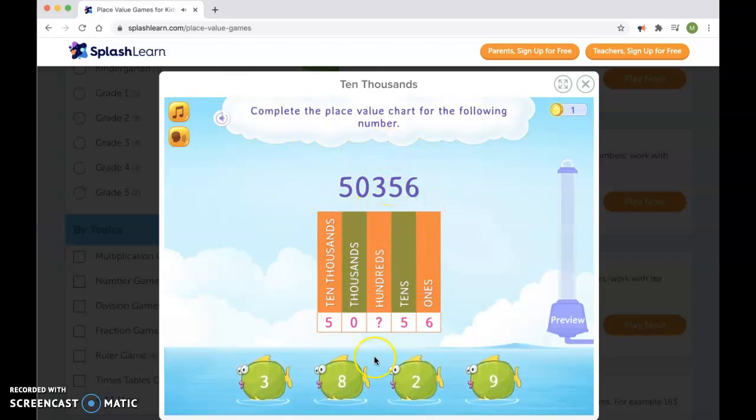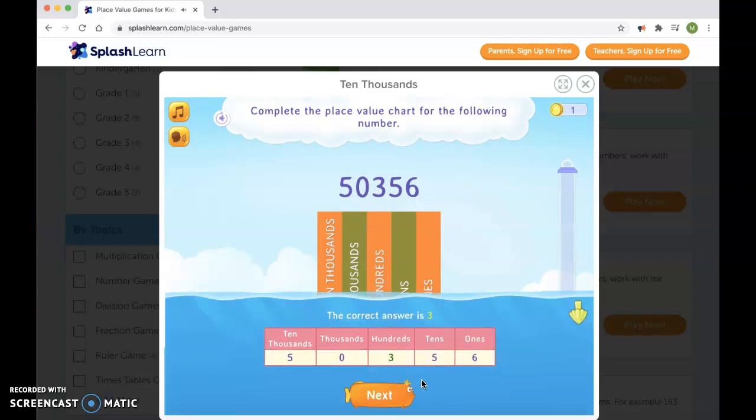Now they're searching for the hundreds place. This time I'm going to pick the wrong answer. Let's pick a 2. Okay, they break it down for you, let you know which is the correct answer, and leave this up on the screen until your child or your student decides that they are prepared and ready to move on.